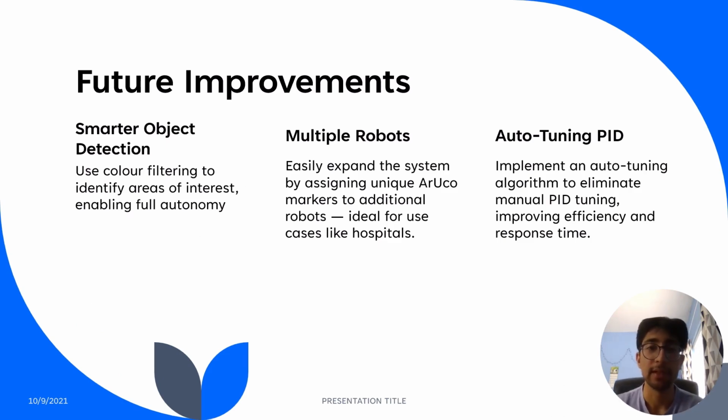As for future improvements, I would add a smarter object detection system to autonomously identify areas of interest within the environment. This would completely remove the need for human input, enabling full autonomy. I could also expand the system by adding additional robots to the environment. This is a relatively simple enhancement, as I can assign a new ArUco marker to each robot.